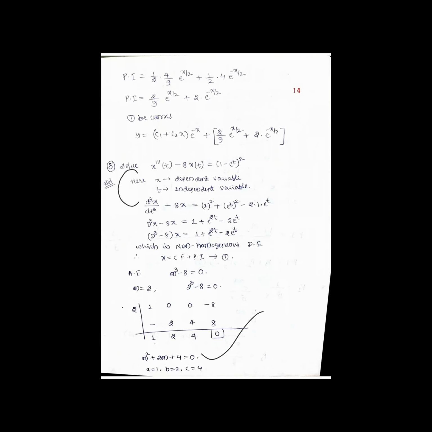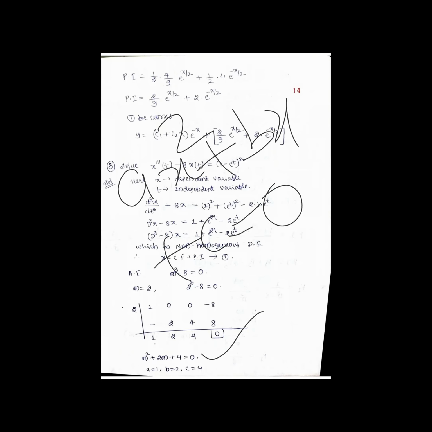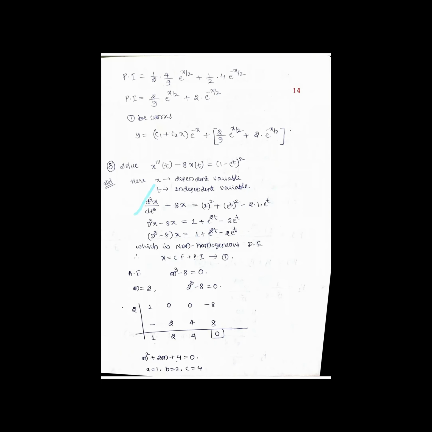The general quadratic formula is for ax square plus bx plus c equal to 0. This you have studied in primary section. Here the coefficient of m square is 1, therefore a is 1. The coefficient of m, that is b, is equal to 2. The constant term, c, is 4. So I wrote the values of a, b, c.